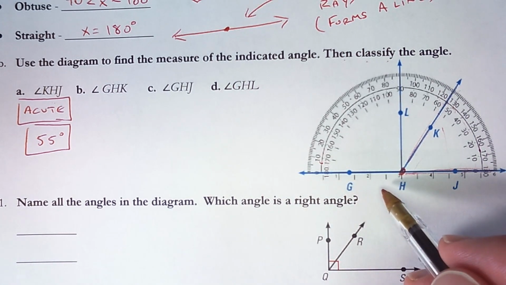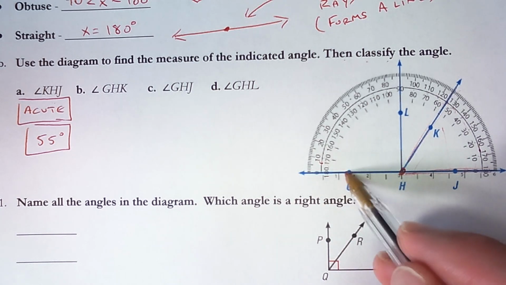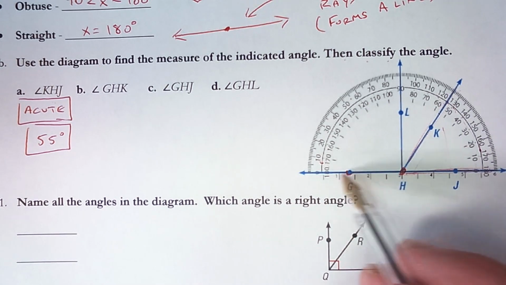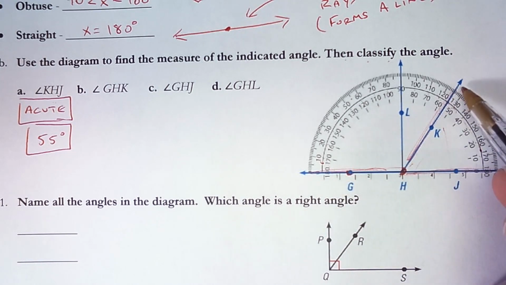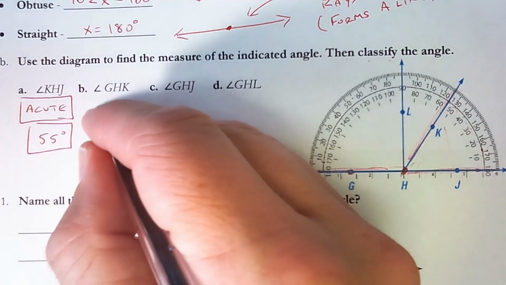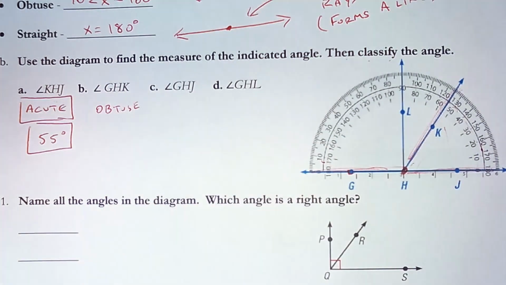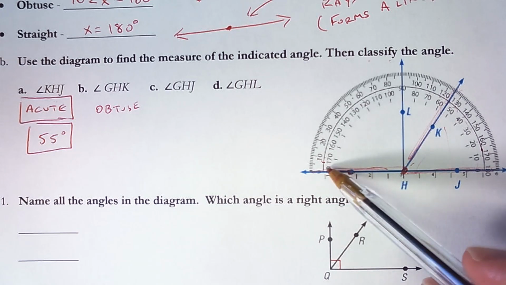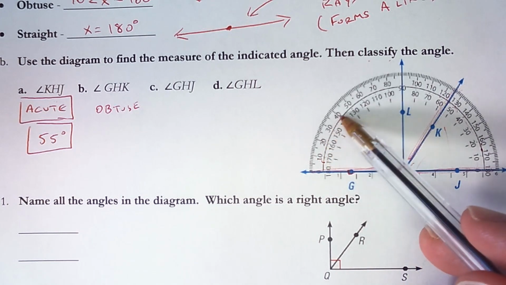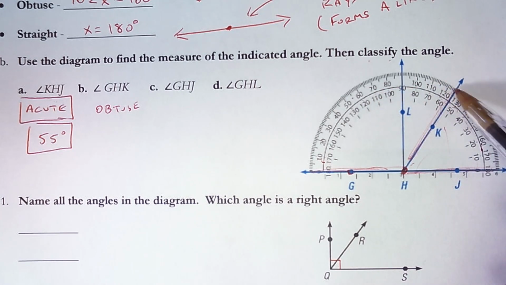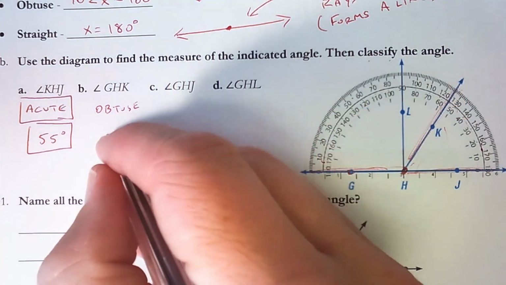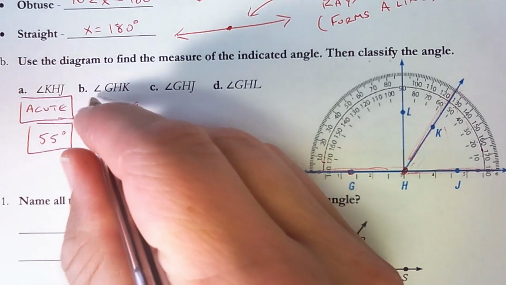Okay, next is angle GHK. So it's got G on a side, H as a vertex, K on the other side. So I'm looking at this angle, GHK. Now that angle is bigger than 90 degrees, so I know it's obtuse. So I'm going to be giving it a measure that is between 90 and 180. I can still count the same way: 10, 20, 30, 40, 50, 60, 70, 80, 90, 100, 110, 120, not to 130. It looks like it's right there at 125. So this is 125 degrees.